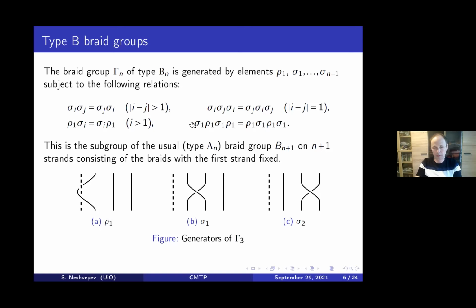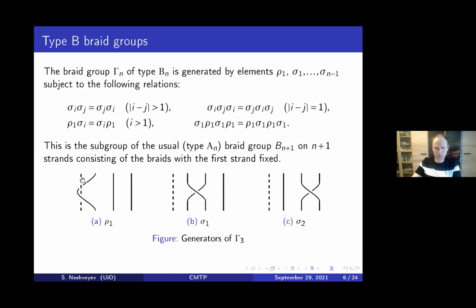And this group can be considered as a subgroup of the usual braid group on n+1 strands. Namely, what you do for all these generators, sigma 1, ..., sigma n, are the usual generators of the braid group, but starting from sort of the second strand. So the first strand plays a particular role. But if you start looking at the second and so on strands, then on those strands, these generators are the usual generators of the braid group corresponding to these braids.